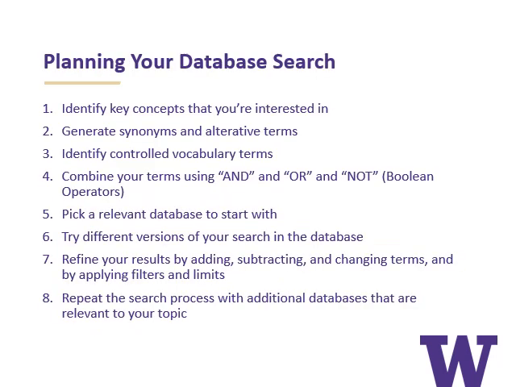These are some of the steps that we recommend to take when beginning your database search. Identify key concepts that you're interested in. Generate synonyms and alternative terms. Identify controlled vocabulary terms. Combine your search terms using AND, OR, and NOT, which are Boolean operators. Pick a relevant database to start with, then try different versions of your search in that database. Refine your search results by adding, subtracting, and changing terms, and by applying filters and limits. Then repeat the search process with additional databases that are relevant to your topic. We'll go over some of these steps in greater detail.